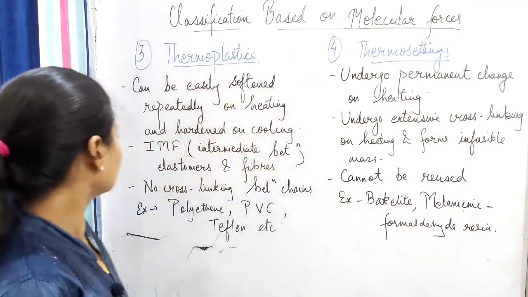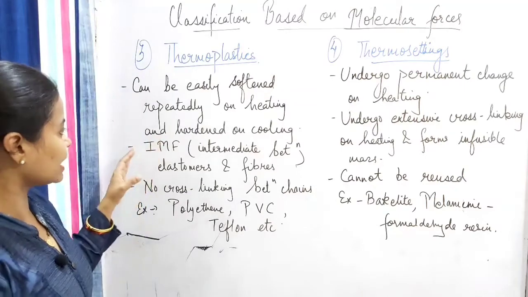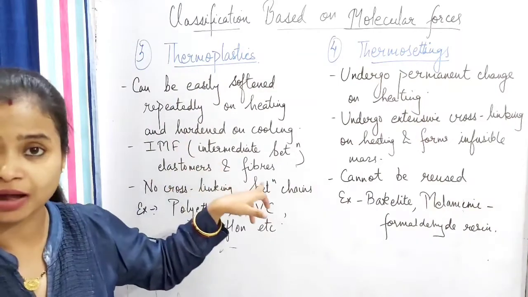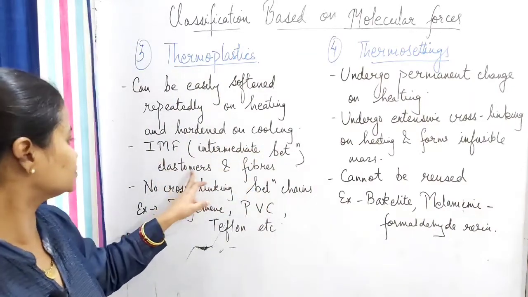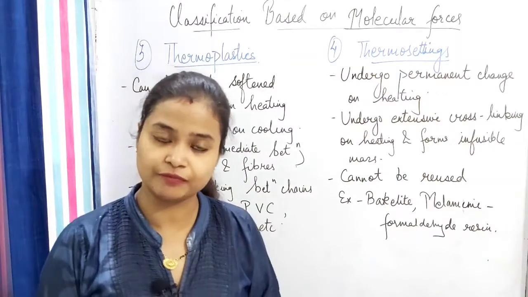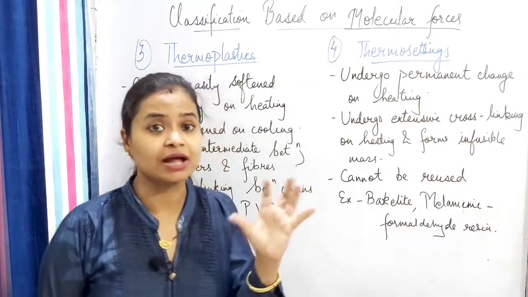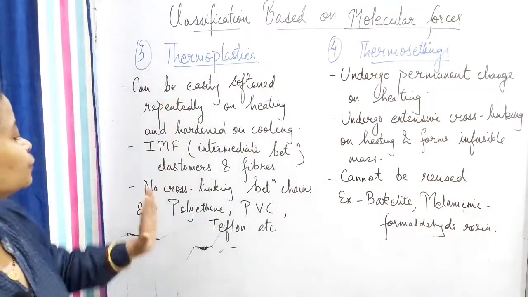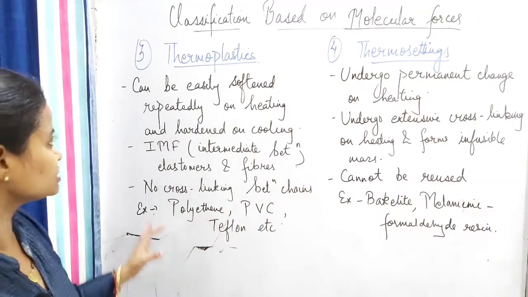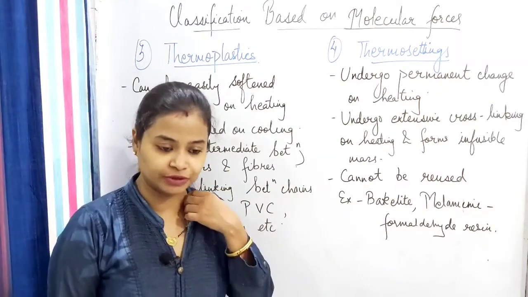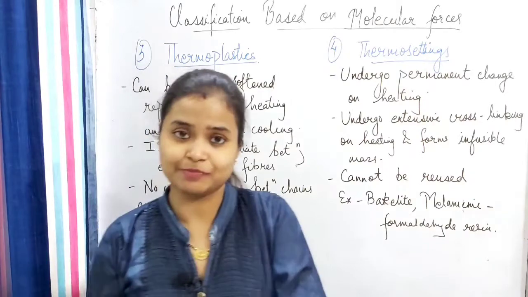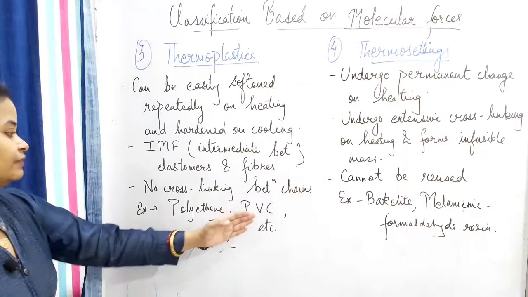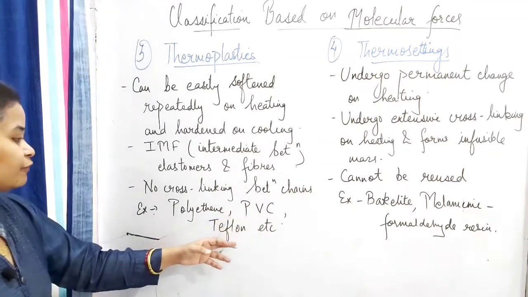Okay, now why this property exists? Because the intermolecular forces in thermoplastics are intermediate between elastomers and fibers. Fine, the intermolecular forces are intermediate between elastomers and fibers. Okay, they do not form any cross linking between the chains, and hence they can be repeatedly softened. Fine, and you know examples, for example polythene. See, we have written the examples: polythene, PVC, polyvinyl chloride, which is used in pipes and all, Teflon, etc.